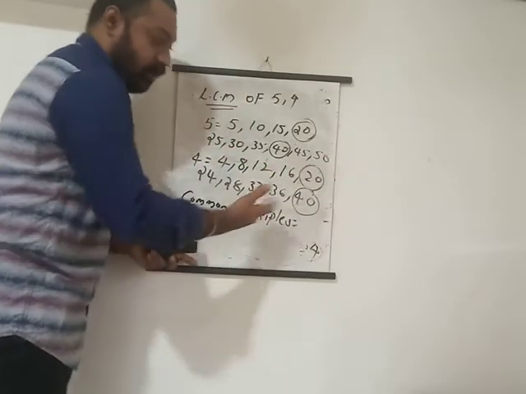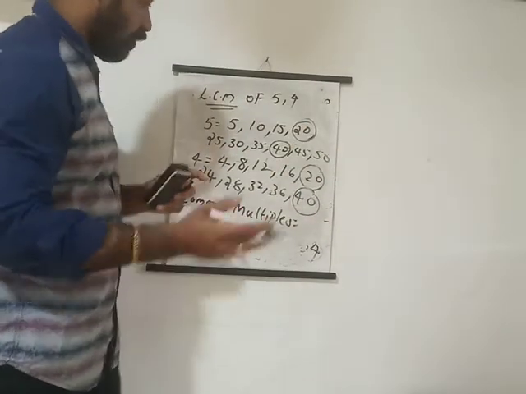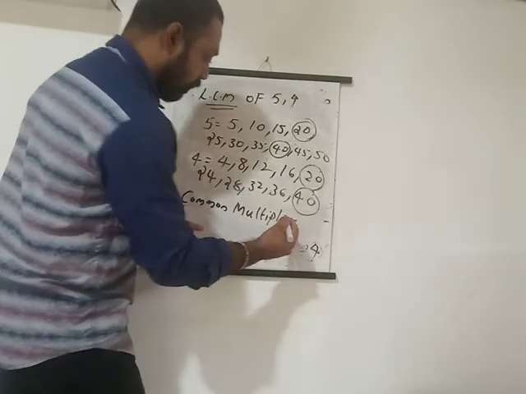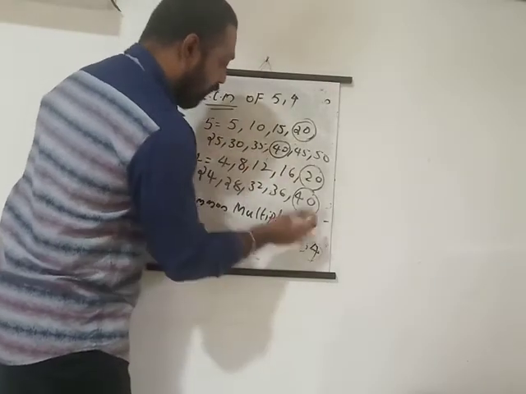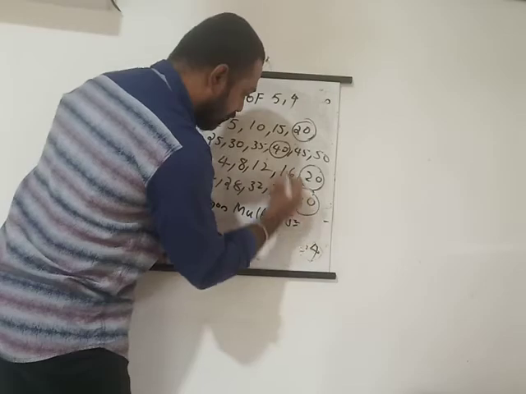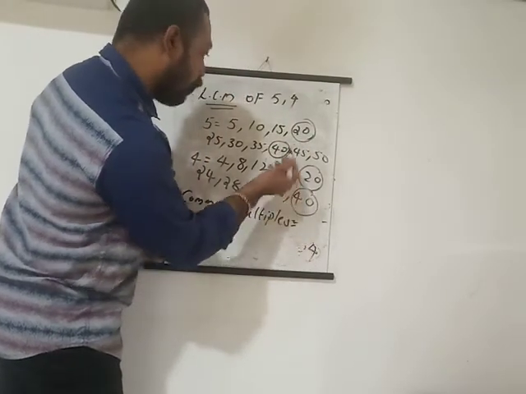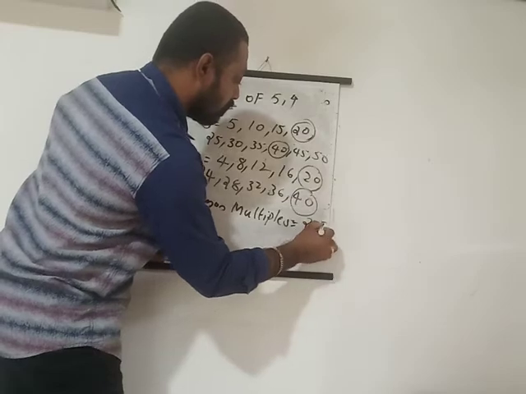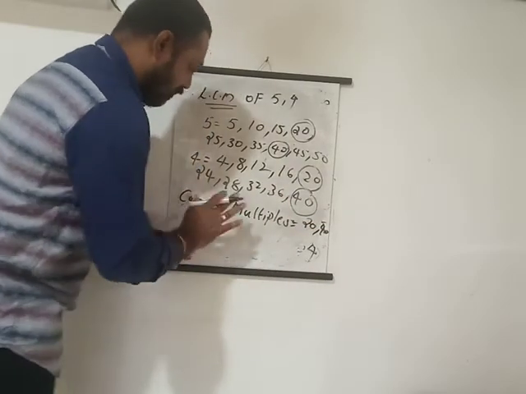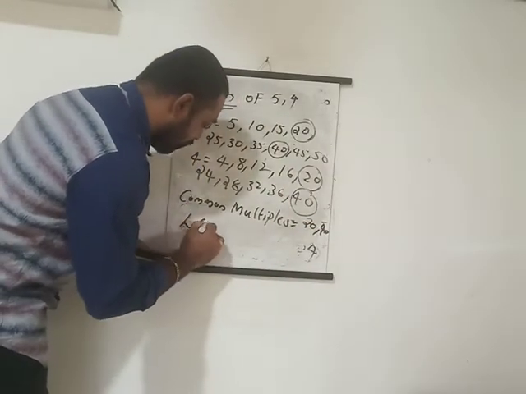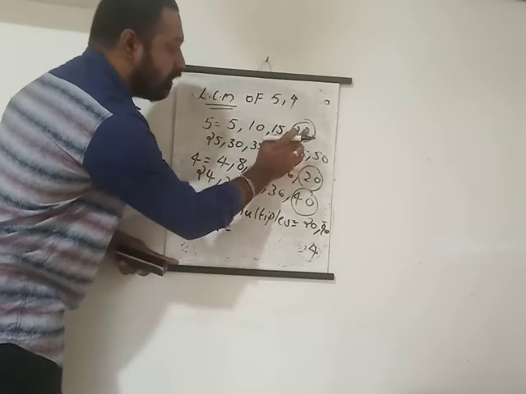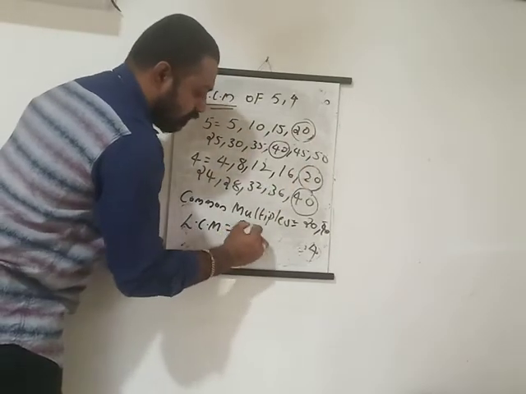We can't say these are the only common multiples, because if you write more multiples of 5 and 4, you will get more common multiples. We don't need to. From this data, we can see that 20 and 40 are the common multiples. What we needed was not the common multiple, we needed the LCM. Least common multiple is equal to which one is the first one? This is the answer, 20.